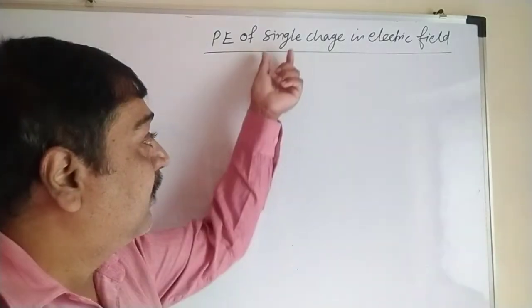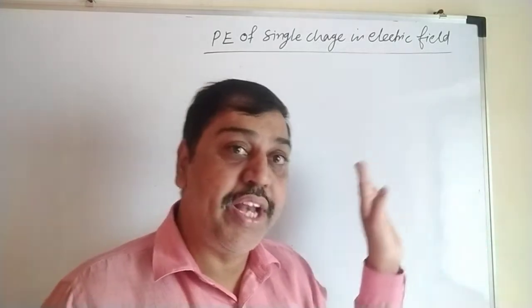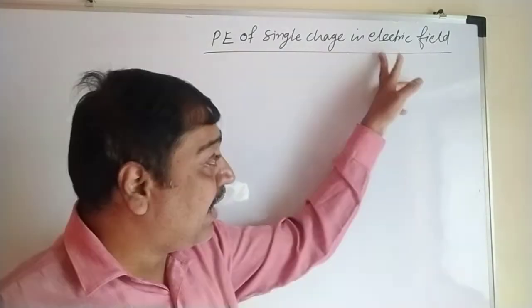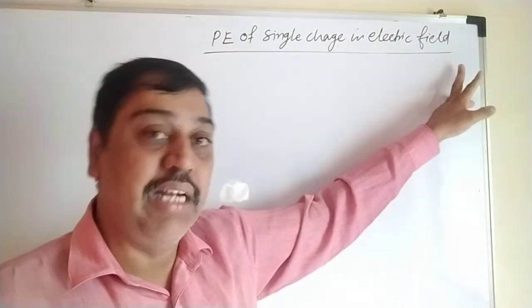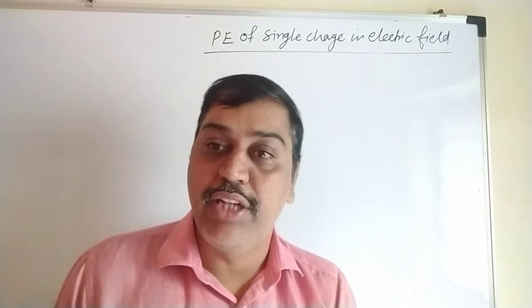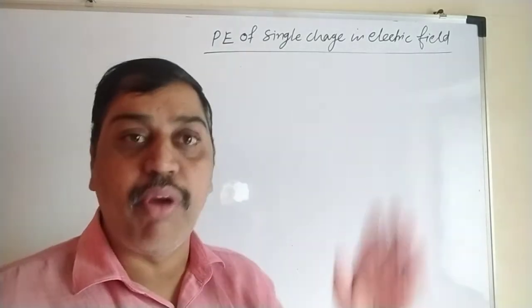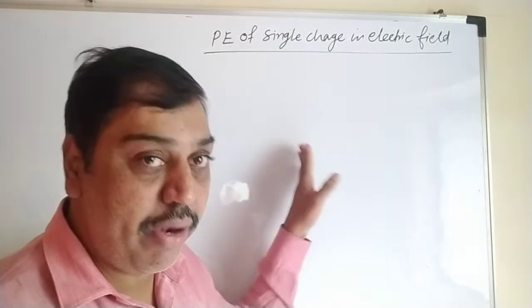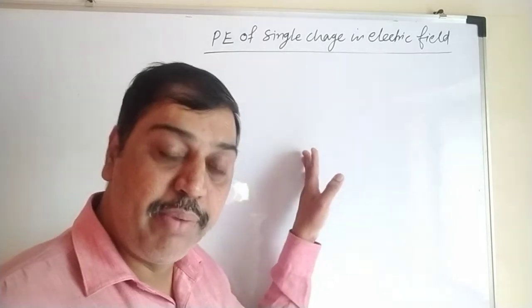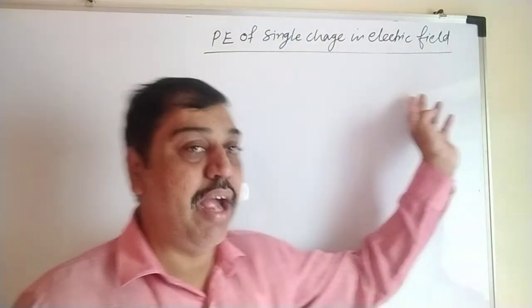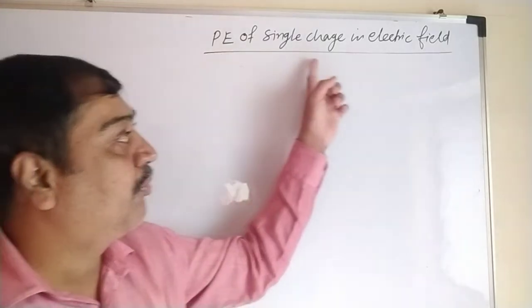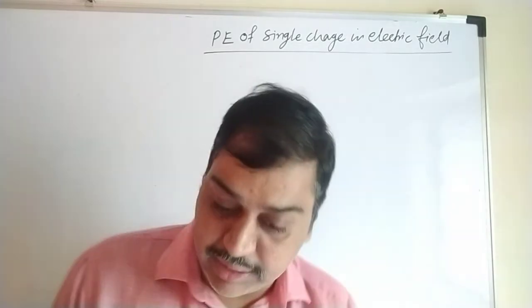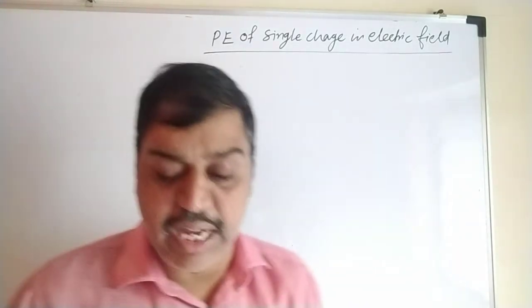Now here, the single charge is not only moved from infinity to a given point, but it is moved from infinity in the presence of an electric field. That is the difference. In that situation we want to find out the potential energy when the single charge is moved from infinity to the given point, how much potential energy is required. And this given point is in the electric field. That's why the heading is potential energy of a single charge in an electric field. We have moved the single charge from infinity to the electric field. Now we have to find out the potential energy required for that.